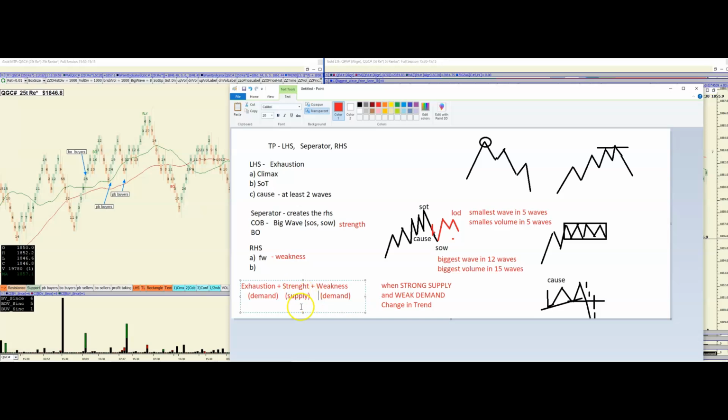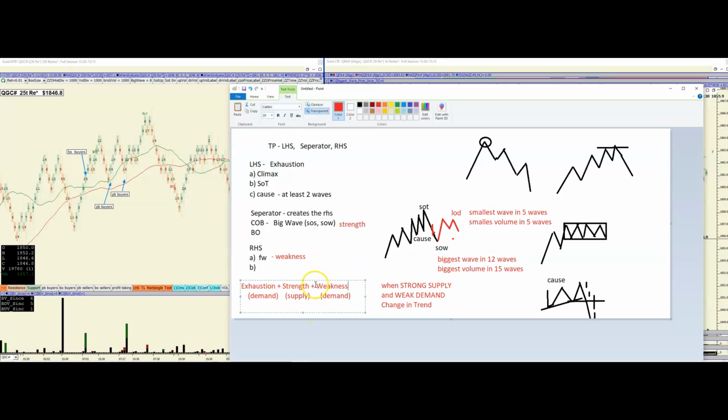That strength of supply plus weakness in demand. Strength coupled with weakness creates a change of trend. Strength of supply plus weakness in demand creates a change in direction. And this is very, very rational and logical. If your supply is strong and your demand is weak, market's going to go down. If your demand is strong and your supply is weak, market is going to go up.